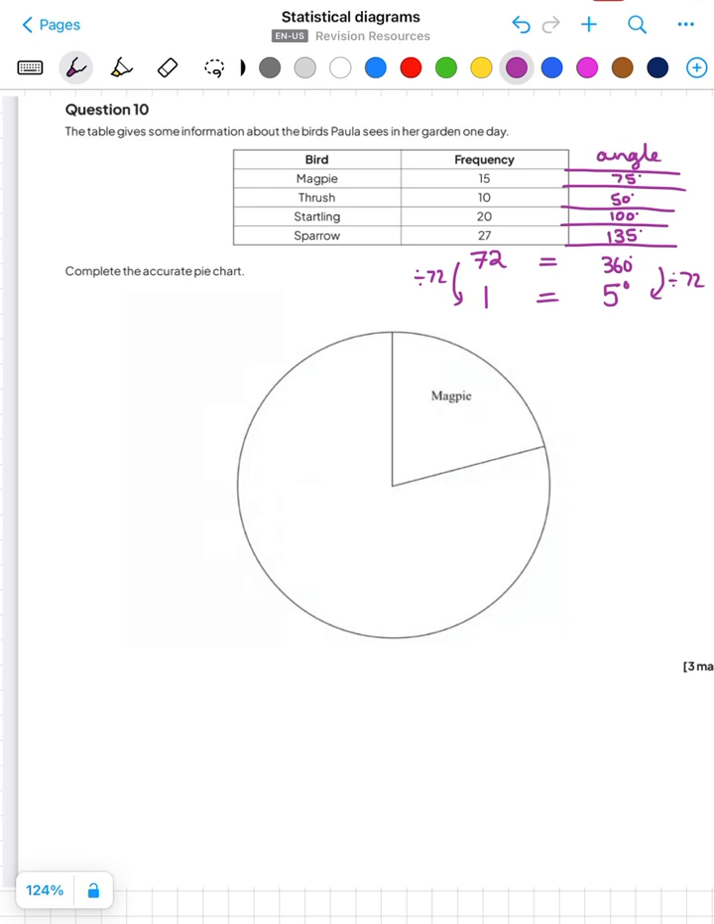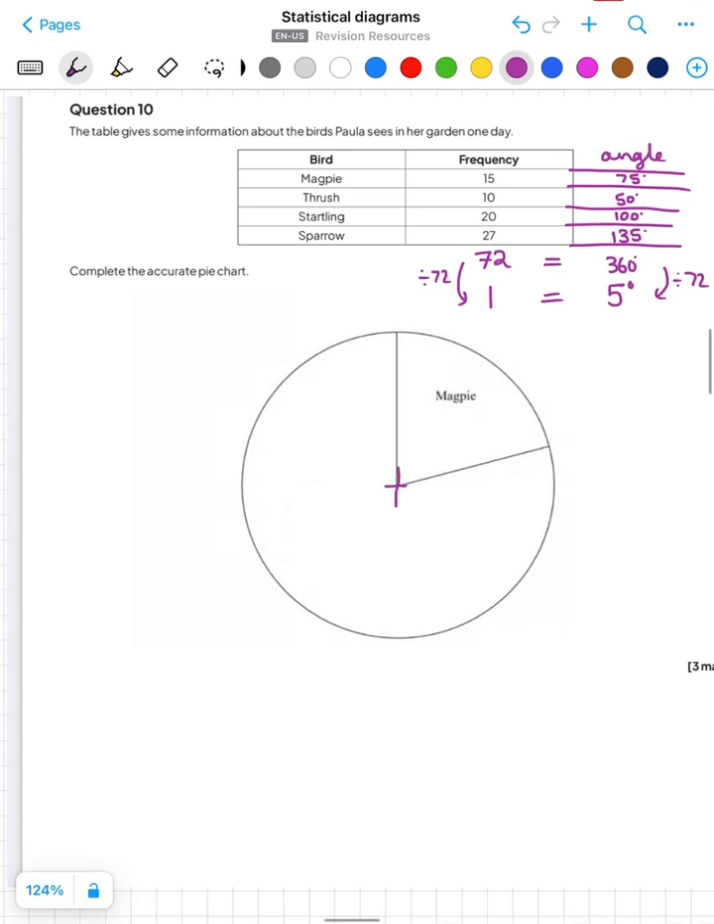We then use a protractor, placing that protractor. Depending on the protractor that you have, you might have a semicircular protractor or a full circle. So we are going to place that cross of the protractor right in the middle, and we are going to put our line from here because our first line has already been drawn. So we are going to go 50 degrees from that point, and we join with a straight line. So that is the thrush.